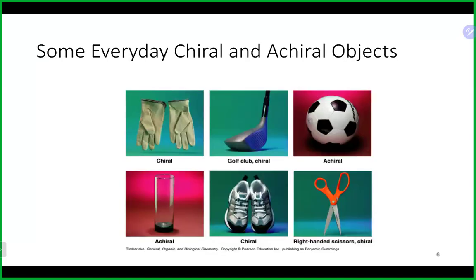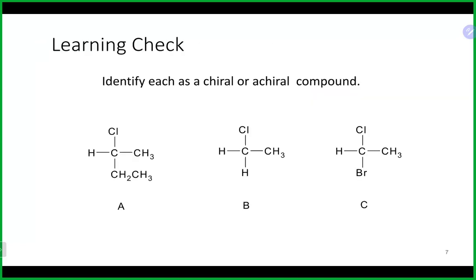Here are some everyday examples of chiral and achiral things. Gloves are chiral. A golf club and a soccer ball are achiral. A glass is achiral, and your shoes are chiral. Right-handed scissors are chiral as well. All right, take a moment here for each of these. Are these chiral or achiral compounds?